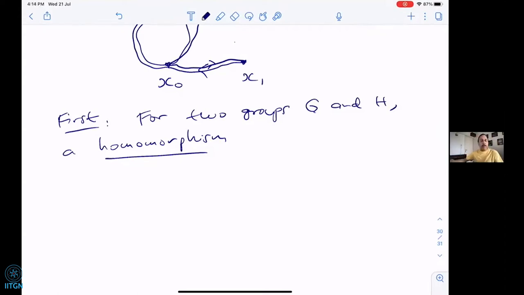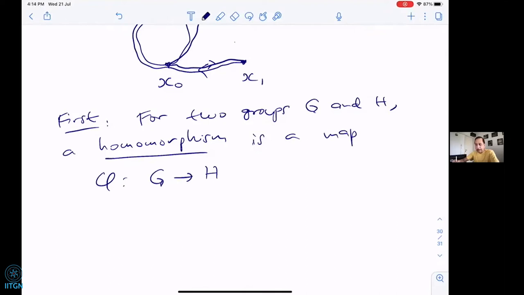So a homomorphism is a map between groups. That's what the word means, okay? And it has to have certain properties. So it is a map phi from G to H. So I'm defining a homomorphism from G to H. You can also define a homomorphism from H to G, but in general, it would be a different map. Given a map, we define it in a particular order.